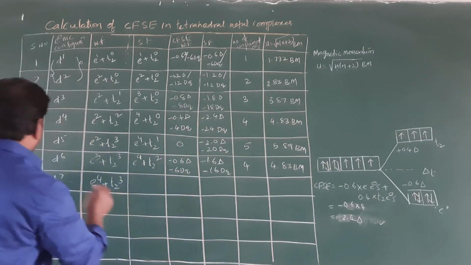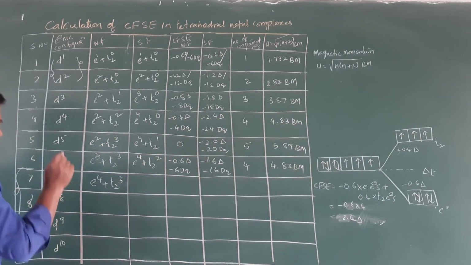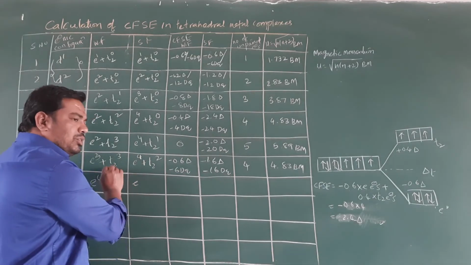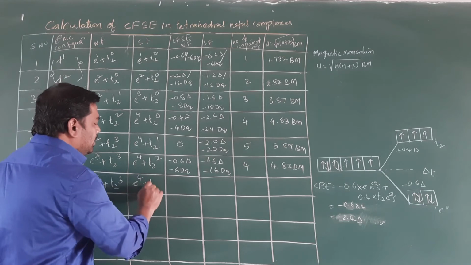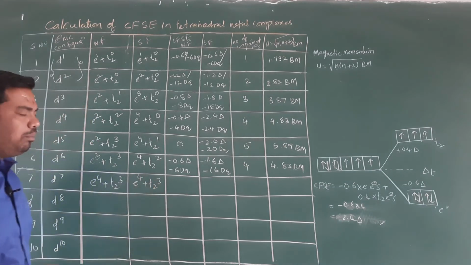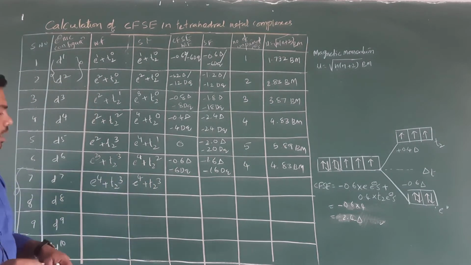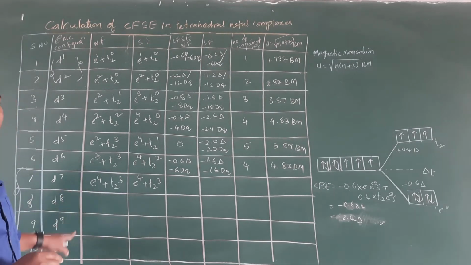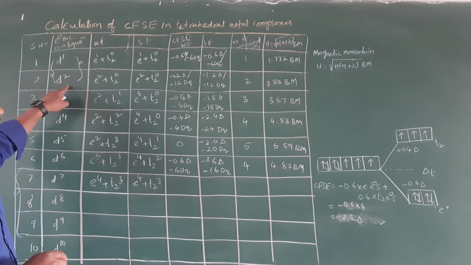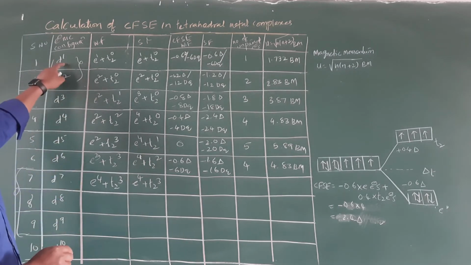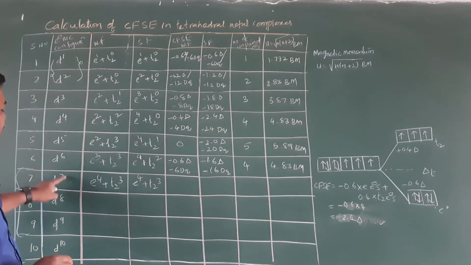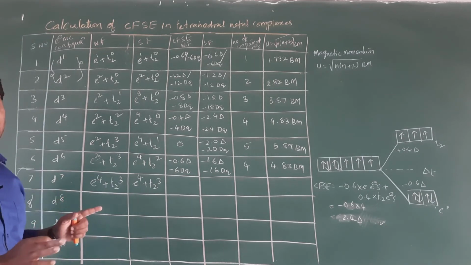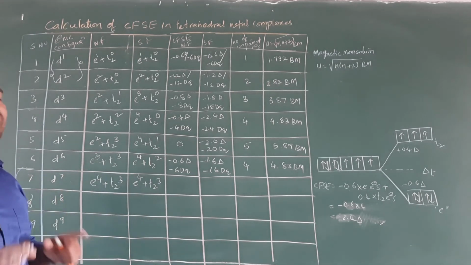So up to D7 configuration, both the configuration of strong field and weak field are equal. In the case of octahedral metal complex, the configurations of D1, D2, D7, D8, D9 are similar for both weak field and strong field complexes, and the magnetic moment values are the same.